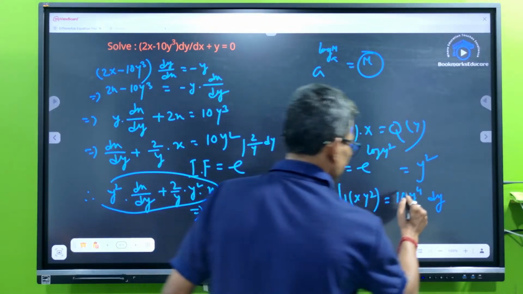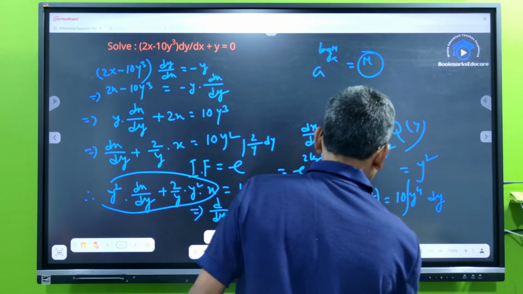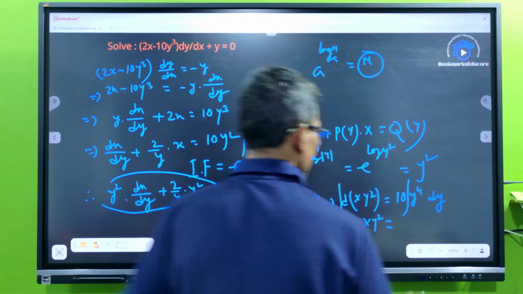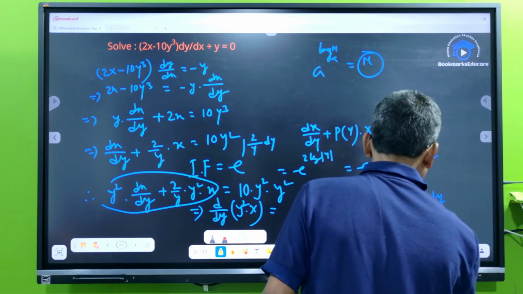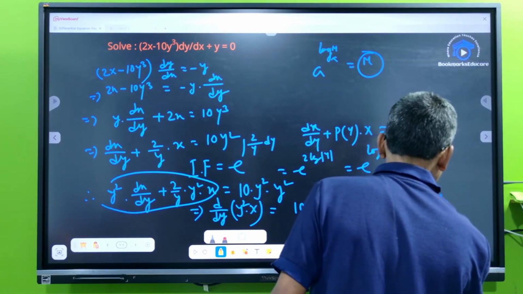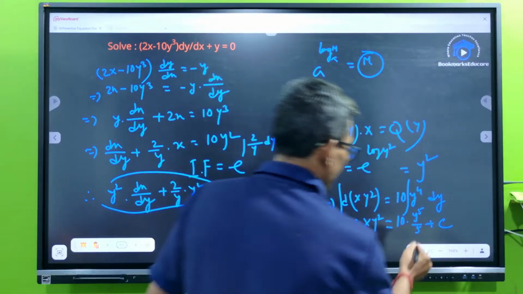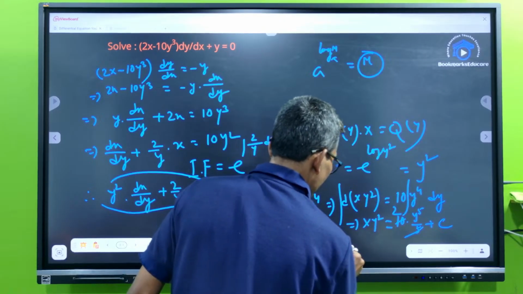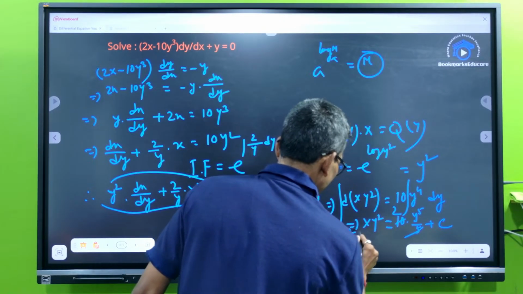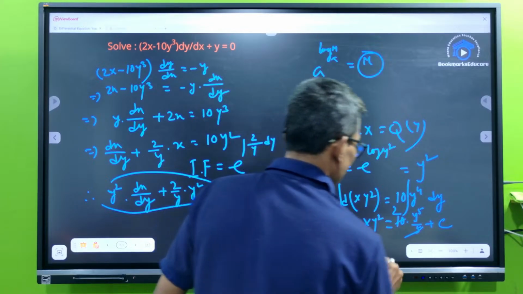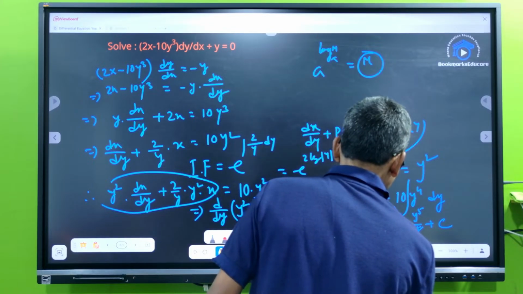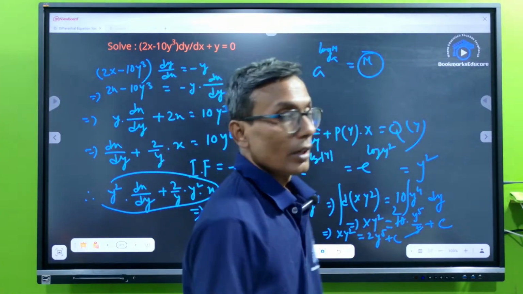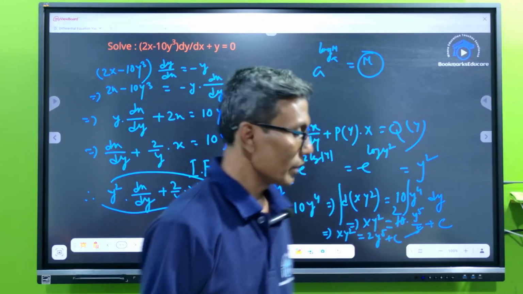So integrating on both sides we get x y square is equal to 10 into y to the power 5 by 5 plus constant. So the required solution of this differential equation is x y square is equal to 2y to the power 5 plus c. That's all about differential equation.